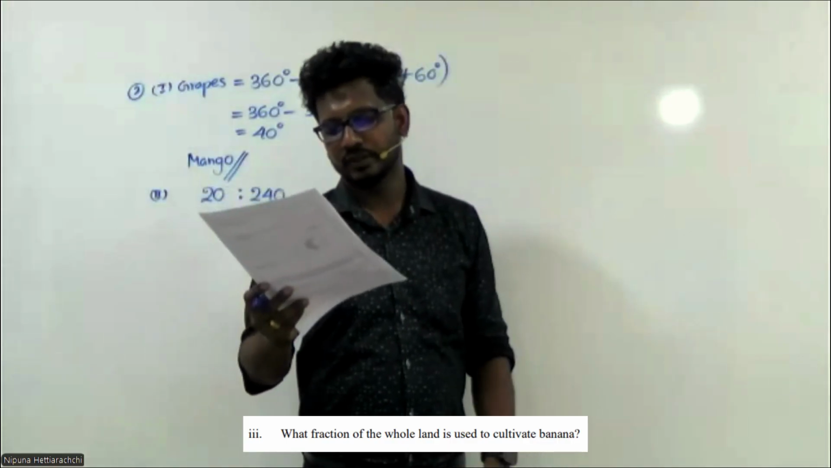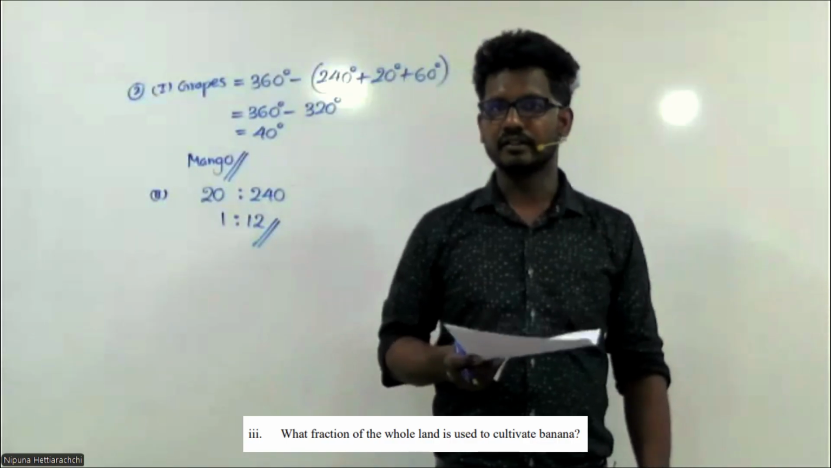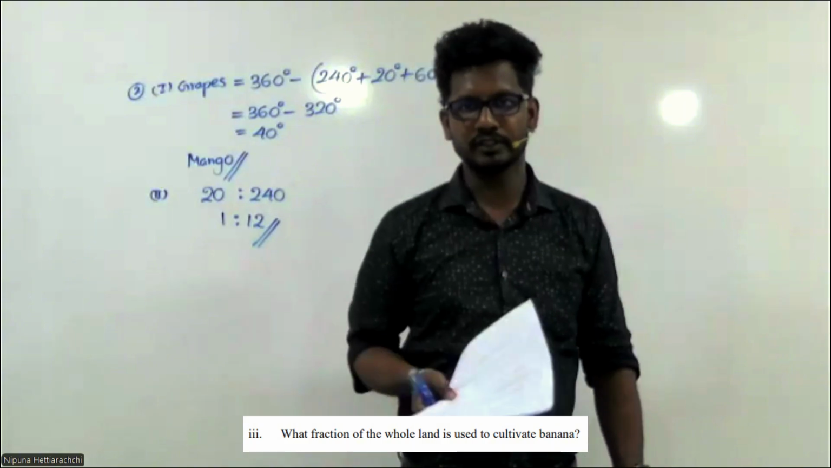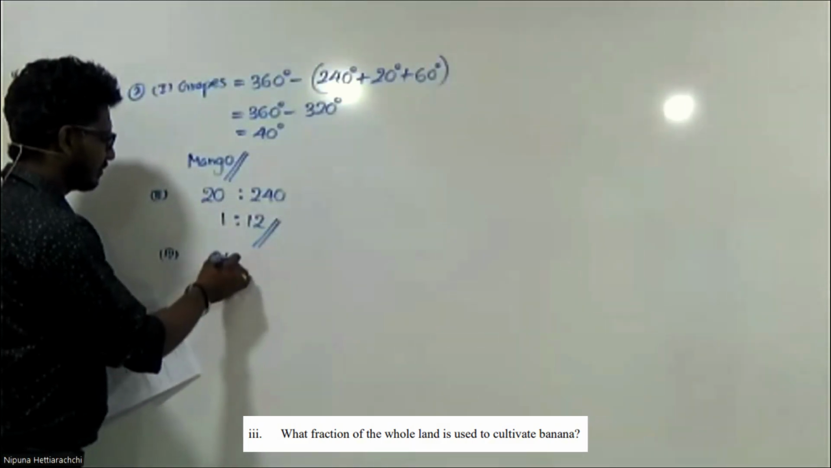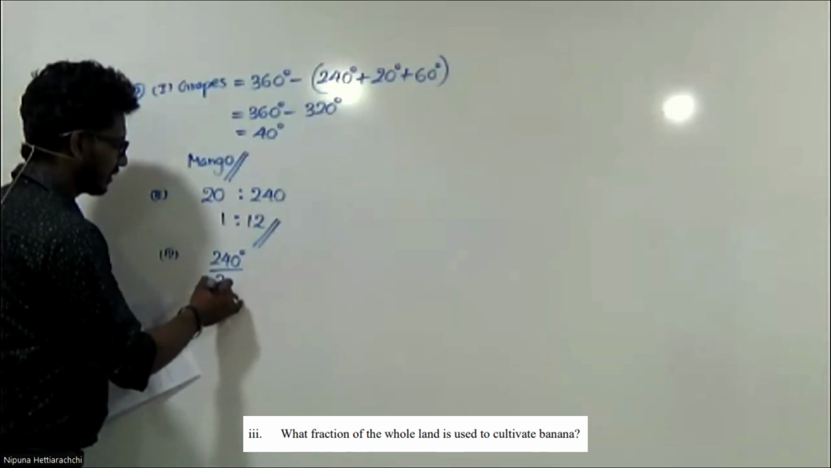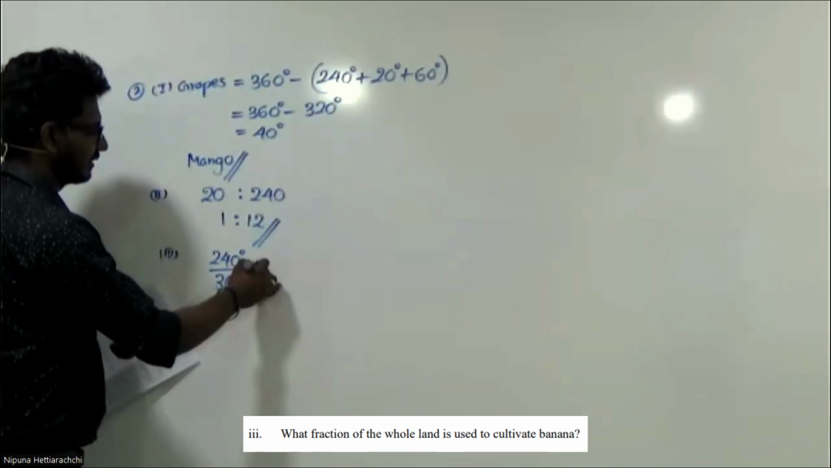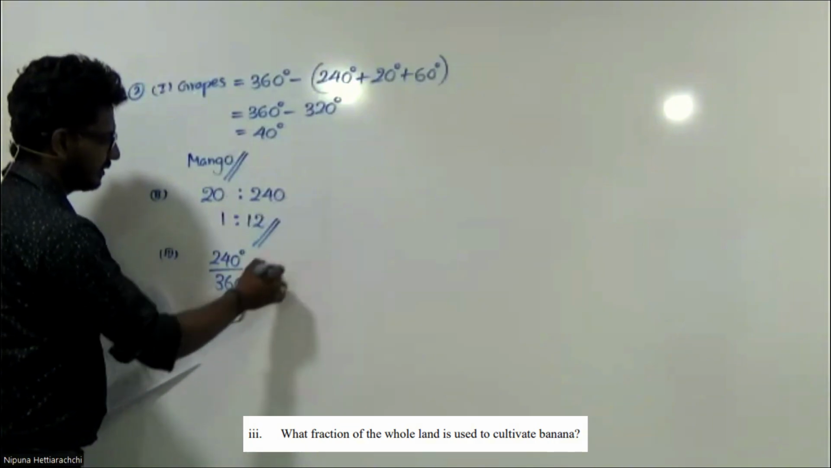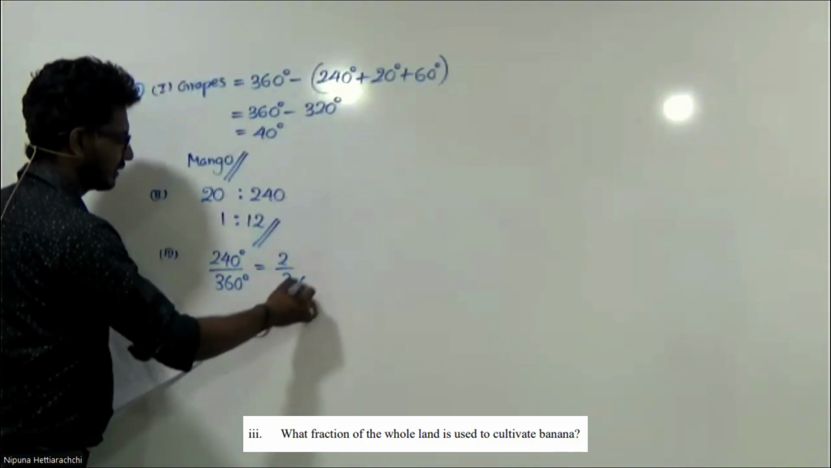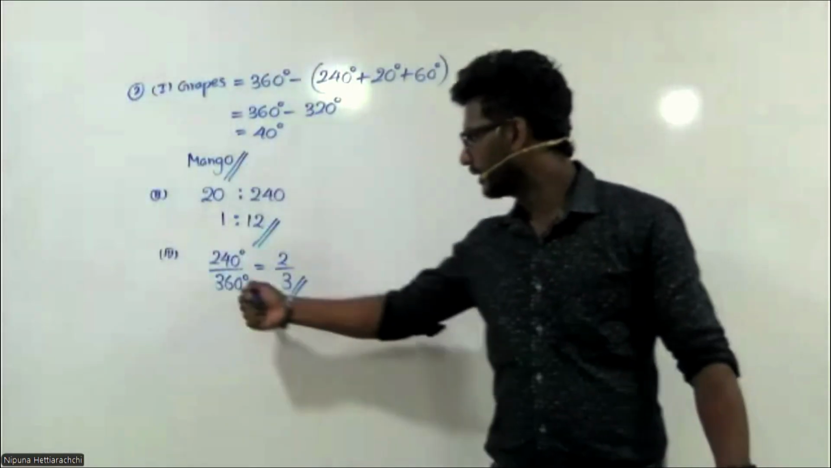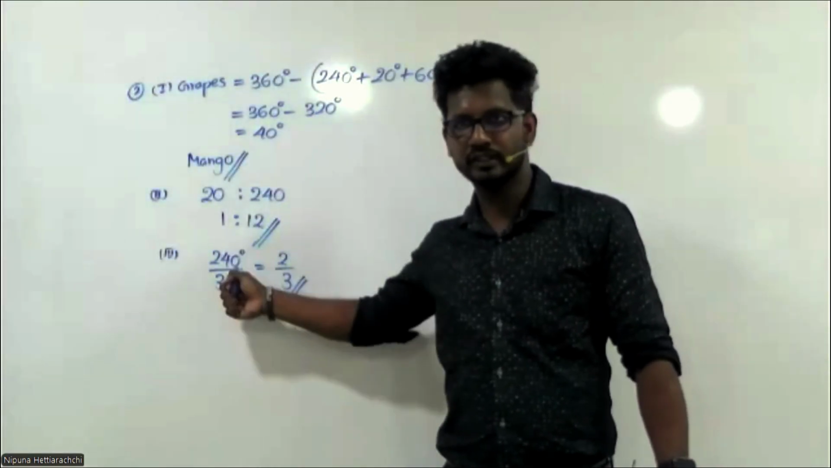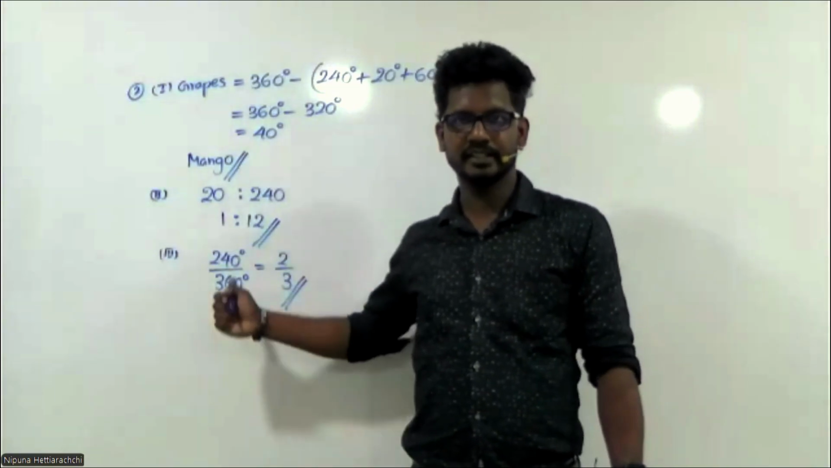Then what fraction of the whole land is used to cultivate banana? They're asking about fraction. Again, you can go angle wise. Banana is 240 degrees out of a total of 360 degrees. Divide by 120. So the simplest form is 2/3.